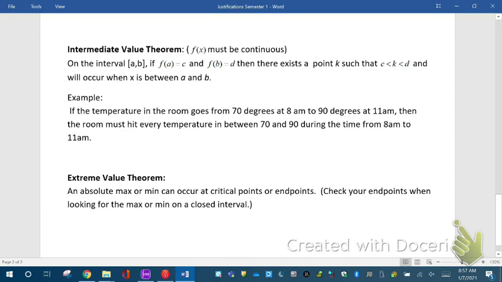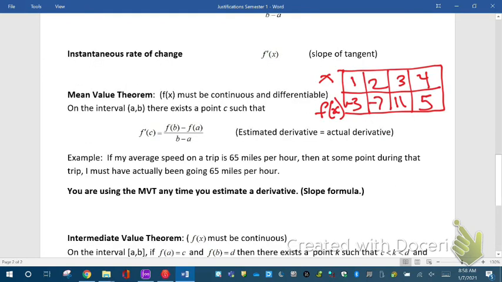Okay, intermediate value theorem. Oh wait, time out. I need to go back to the mean value theorem. There's something else I wanted to say about that. When will you have to state MVT, mean value theorem, as a reason for a free response question?